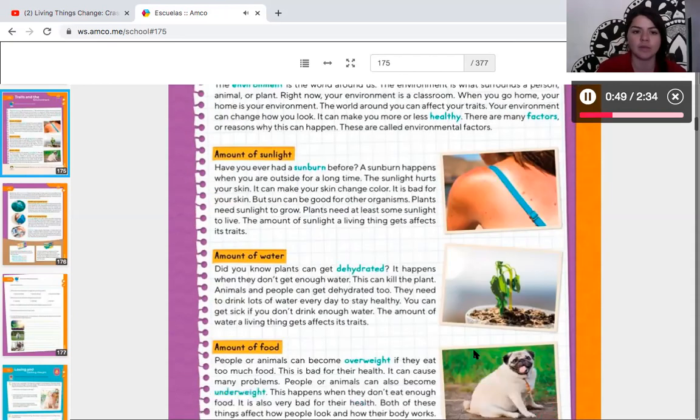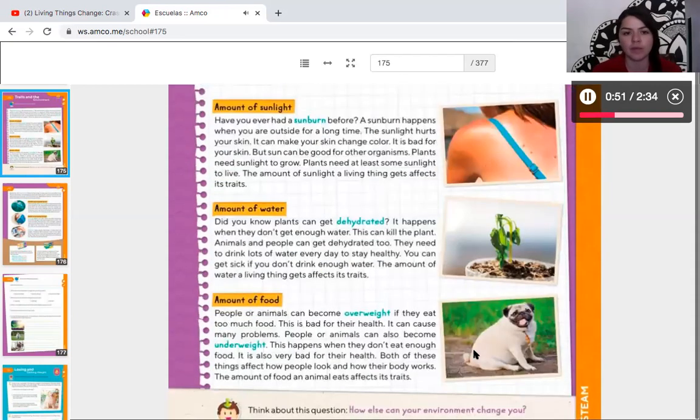Amount of sunlight. Have you ever had a sunburn before? A sunburn happens when you are outside for a long time. The sunlight hurts your skin. It can make your skin change color. It is bad for your skin. But sun can be good for other organisms. Plants need sunlight to grow. Plants need at least some sunlight to live. The amount of sunlight a living thing gets affects its traits.